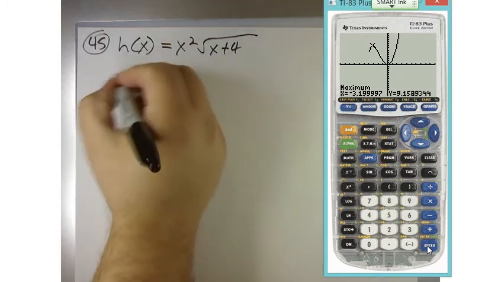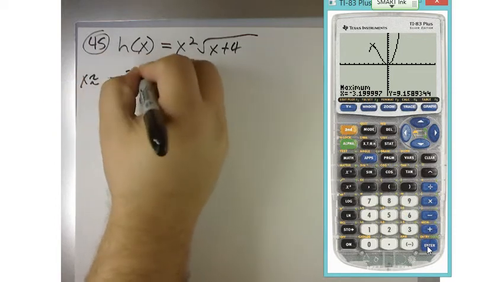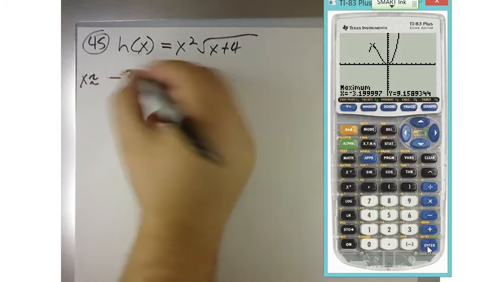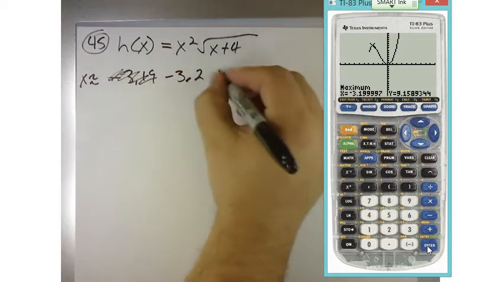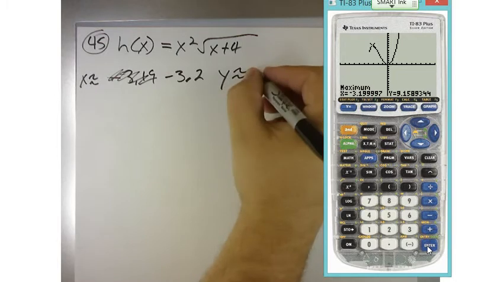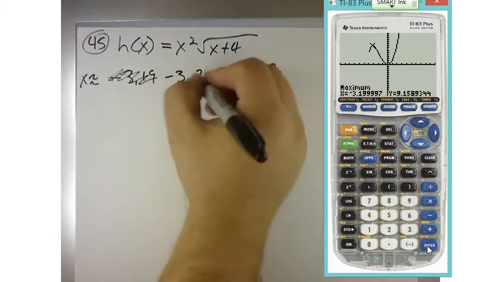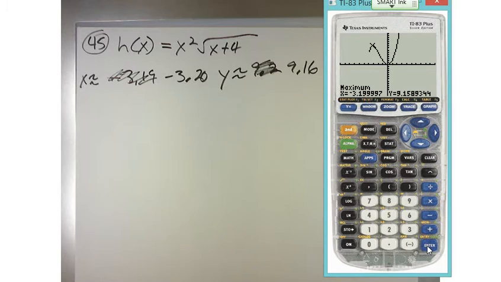I've got negative, and we're going to approximate. So we're going to say x is approximately negative 3.19. Oh boy, that whole thing rounds to 3.2, doesn't it? So let's just say negative 3.2. And y is approximately 9.2. Oh, it said 2 decimal places, didn't it? So this is 9.16, right? Because it said 2 decimal places in the instructions, and I want to follow the directions, right? So let's round to the right spot.